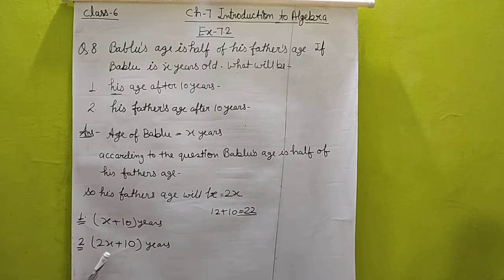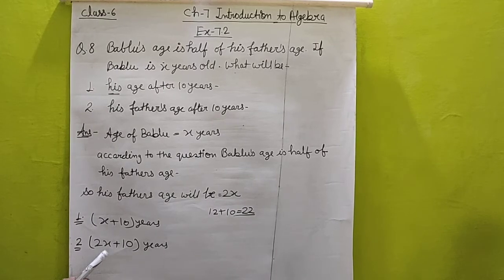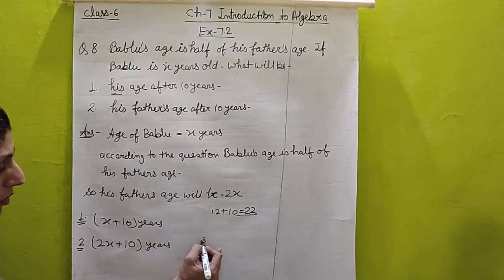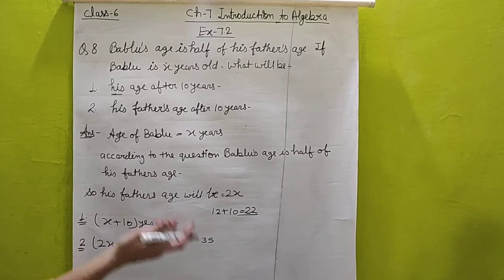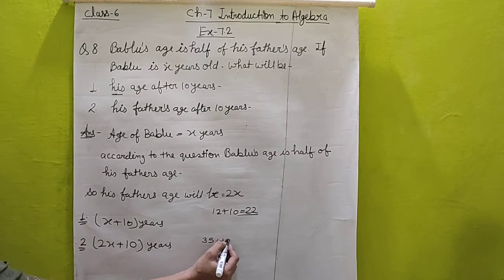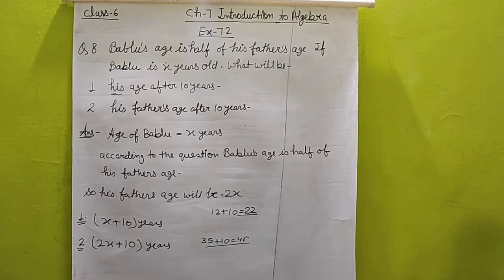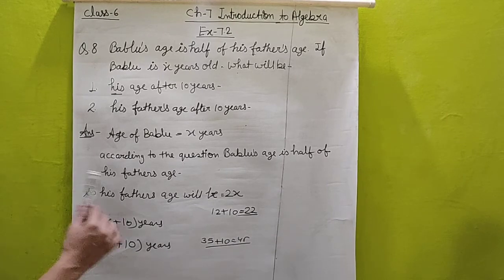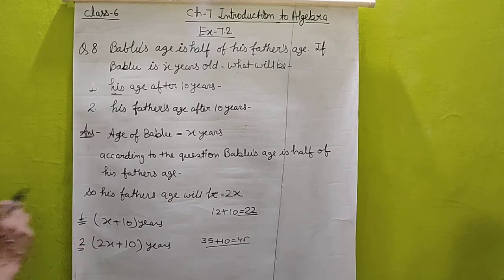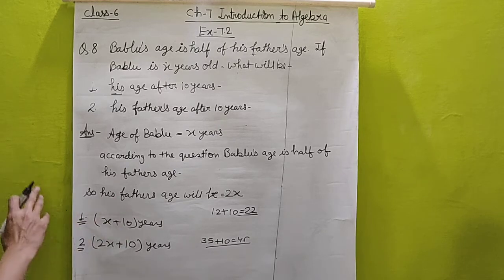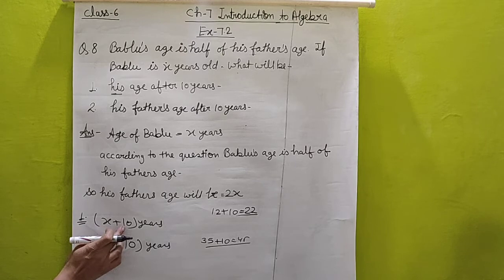Here also you can take one example. Suppose your father's age is right now 35. 35 is your father's age. So after 10 years, your father's age will be 45. Okay, so for the future we are adding the given years. Okay, and if they ask about past days, before 10 years, before 15 years, then we will subtract.